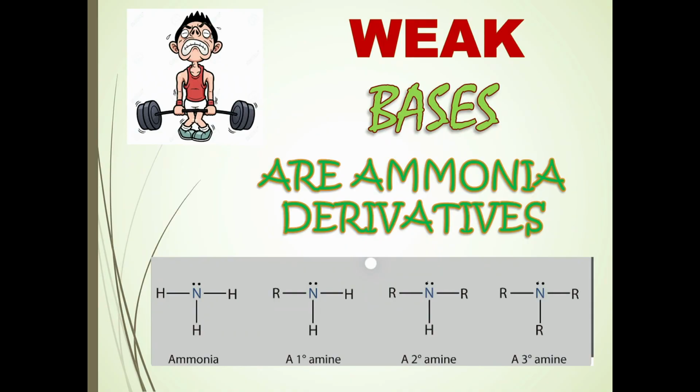For the most part, we consider our weak bases to be ammonia derivatives. Not all of them. I showed you HCO3, but we will focus on the weak bases that are ammonia derivatives. By ammonia derivatives, I simply mean take any of the H's off of ammonia and replace them with R. R is just carbon chains.